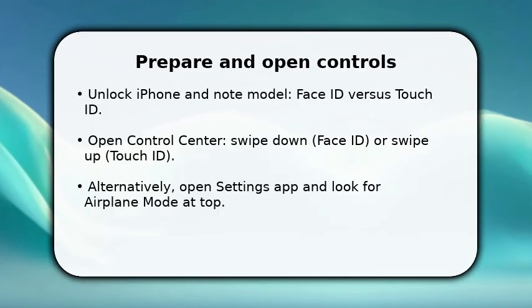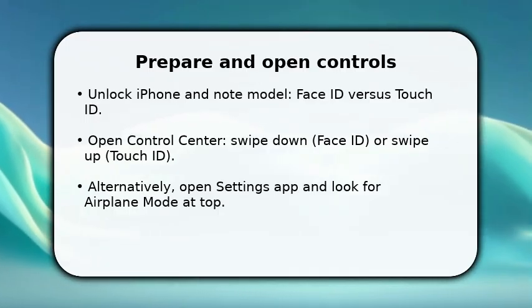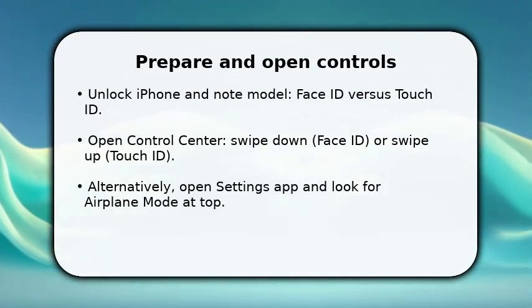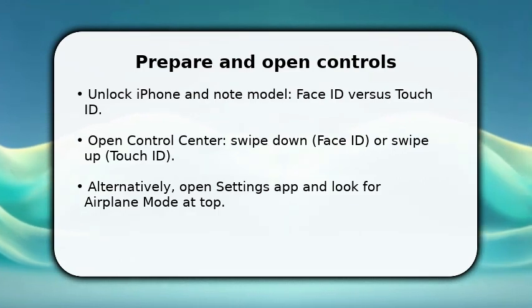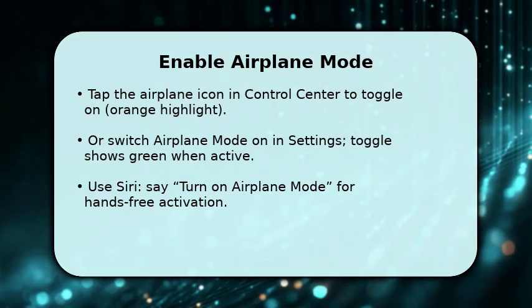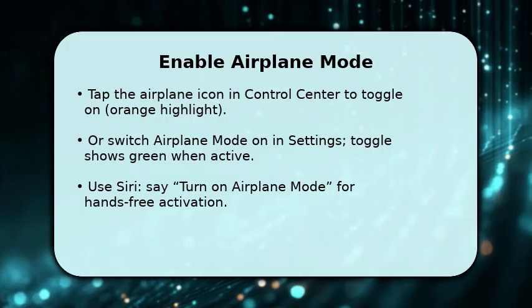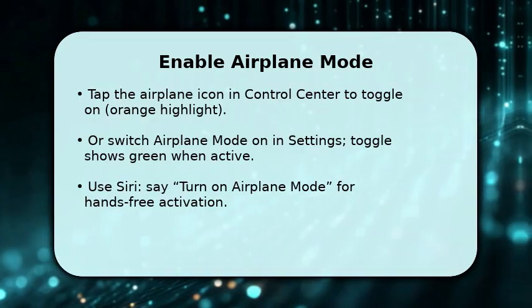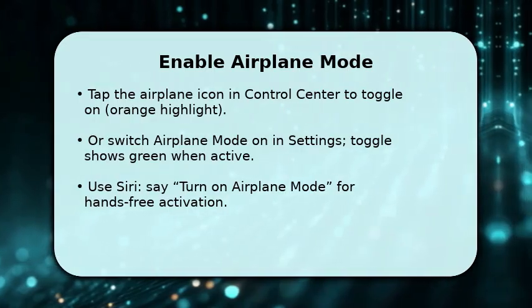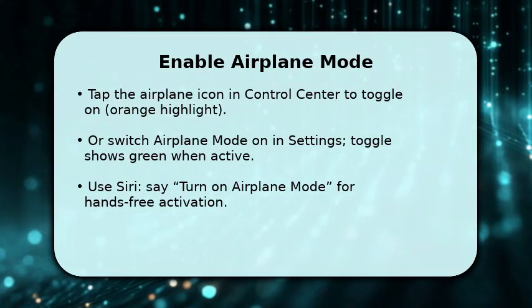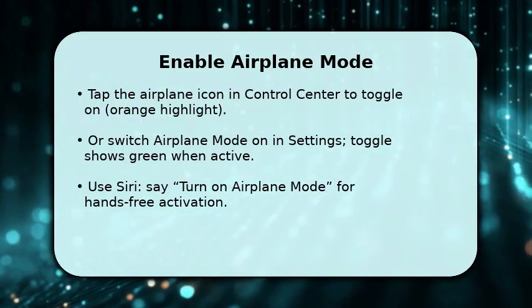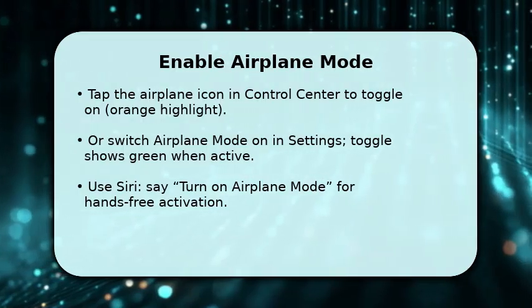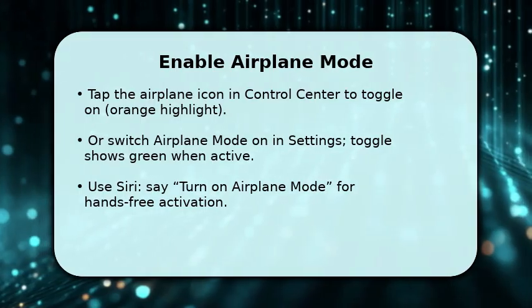Once you've pulled up Control Center, locate the airplane icon. If you prefer settings, open Settings and find Airplane Mode near the top. Now enable Airplane Mode. In Control Center, tap the airplane icon. It will highlight to indicate it's on, which immediately disables cellular radios. If you're in Settings, flip the Airplane Mode switch. Green means active, and this gives the same result plus quick access to Wi-Fi and Bluetooth toggles below.